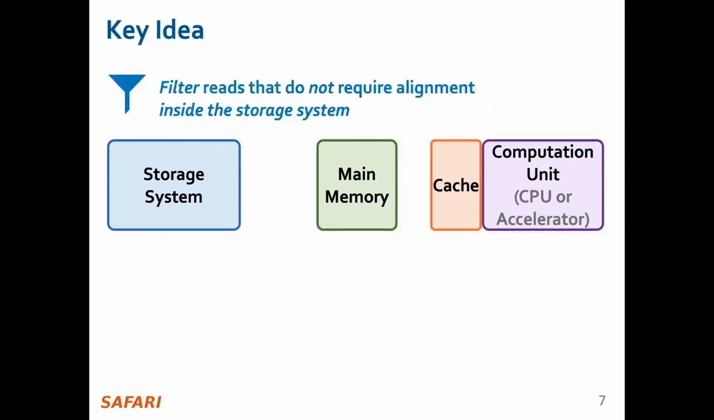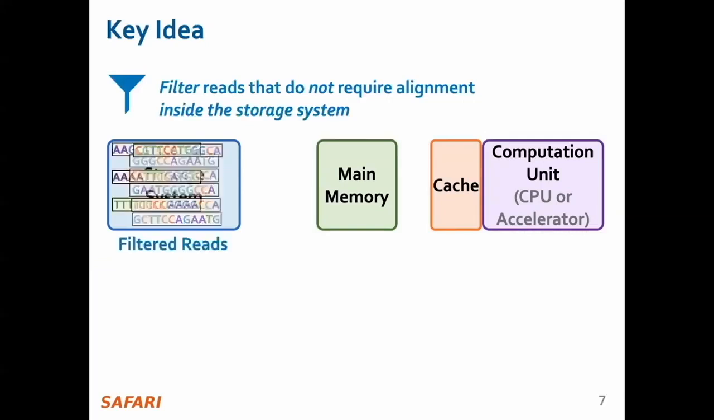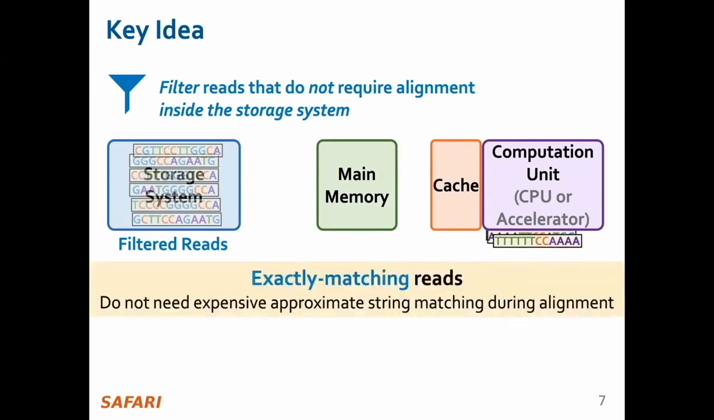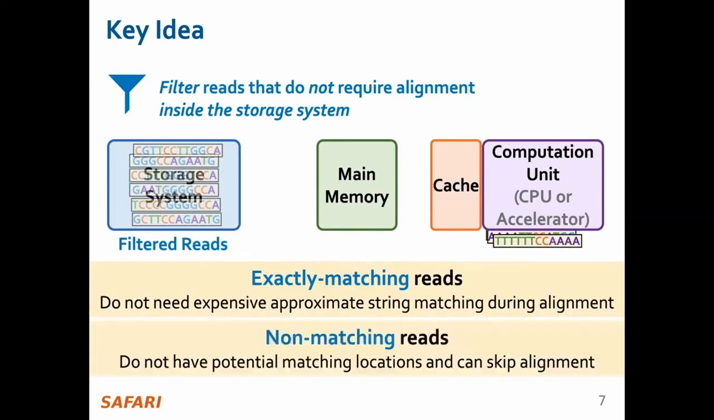So the key idea of our work is to filter reads that do not require alignment inside the storage system, so that we can fundamentally reduce the cost of data movement from the storage system to the rest of the system. Examples of reads that would not require this expensive computation are exactly matching reads, which do not require expensive approximate string matching during alignment because they would exactly map to the reference genome, and non-matching reads, which are basically reads that do not have any matching location in the reference genome, and therefore do not need alignment because there is no location in the reference genome to align to.